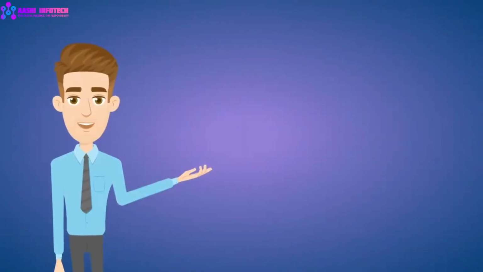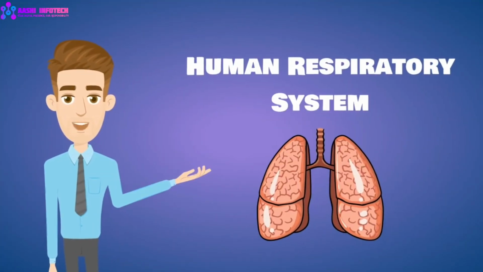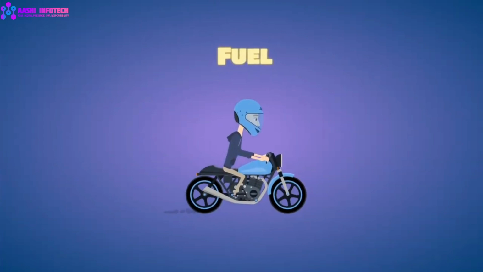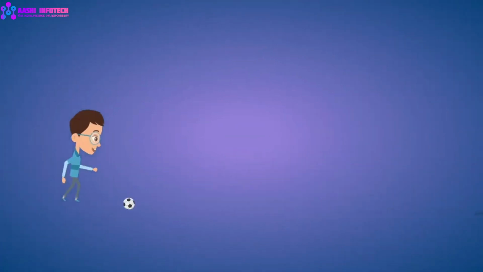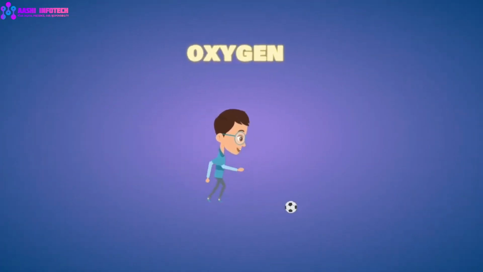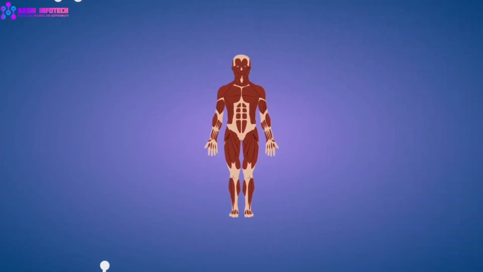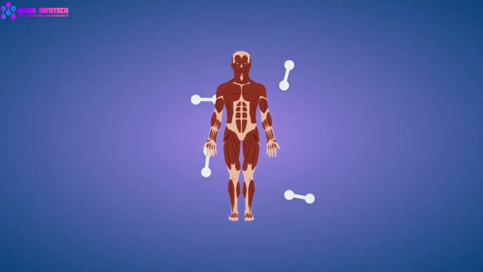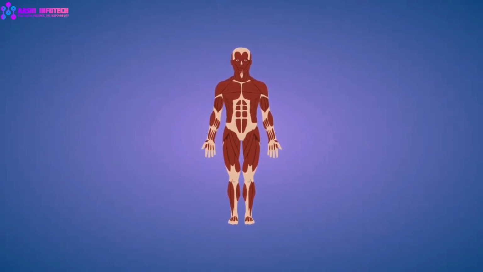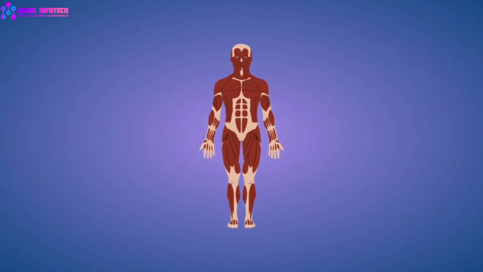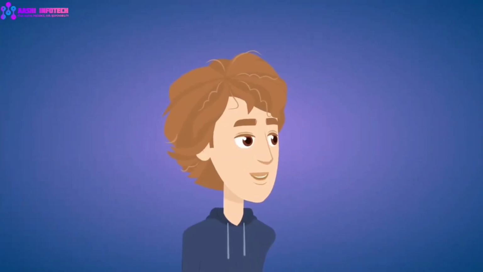Today we are going to see about the human respiratory system. A vehicle needs fuel to move. Similarly, we need oxygen to function. All the cells in our body need oxygen to create energy. But how does the oxygen reach the cells? Through the process of respiration.